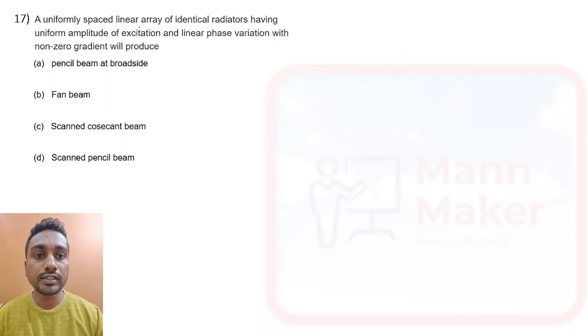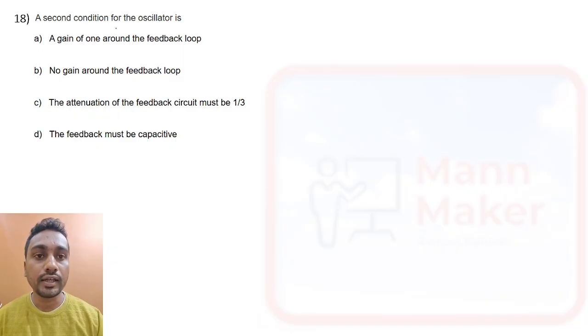A uniformly spaced linear array of identical radiators having uniform amplitude of excitation and linear phase variation with non-zero gradient will produce a scanned pencil beam. Option D is the right answer. A second condition for an oscillator is what? A second condition for an oscillator is a gain of 1 around a feedback loop. Option A is the right answer.